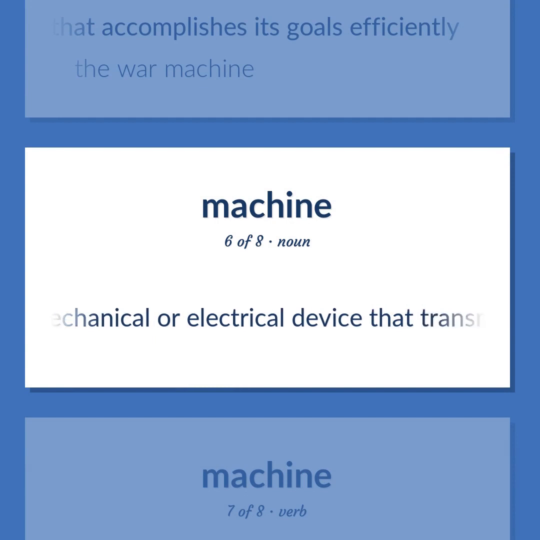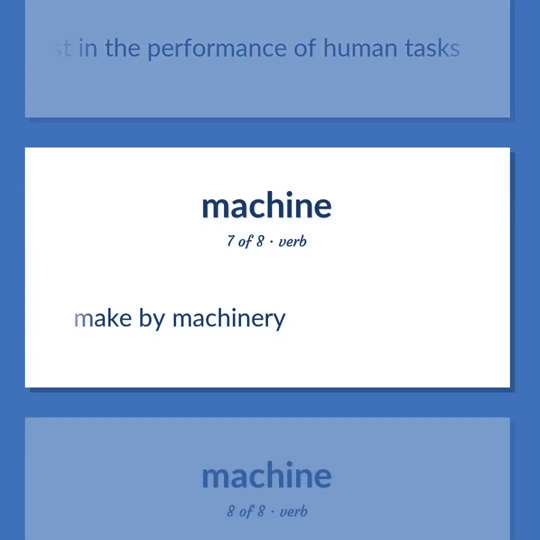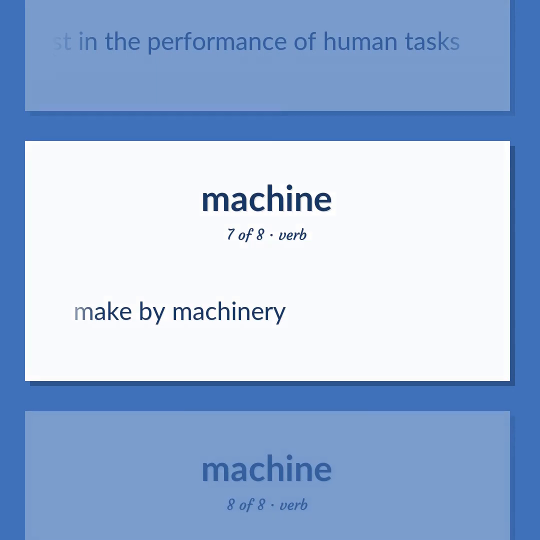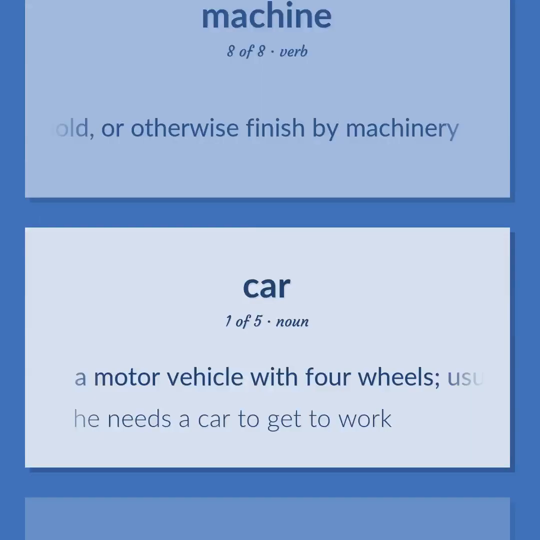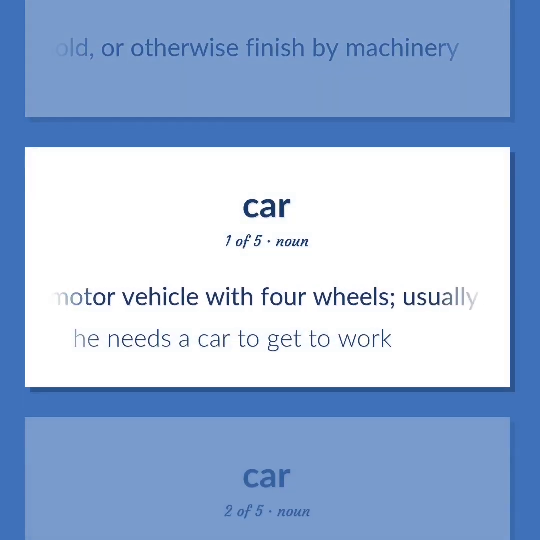Any mechanical or electrical device that transmits or modifies energy to perform or assist in the performance of human tasks. Make by machinery. Turn, shape, mold, or otherwise finish by machinery. A motor vehicle with 4 wheels, usually propelled by an internal combustion engine. He needs a car to get to work.